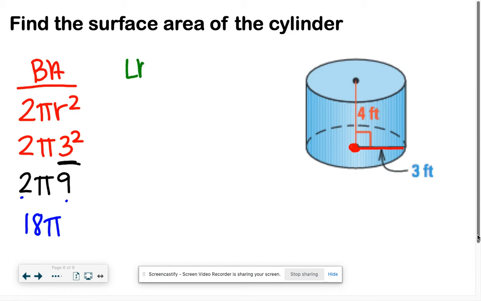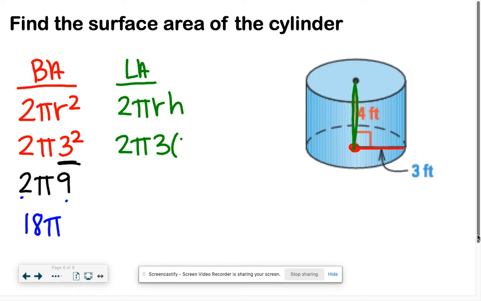Now we can find our lateral area, which we know is 2 pi r h. And now we just plug in again. So the 2 stays. We know our radius is 3, and it has a height of 4. And now we'll simplify this a little bit here. Drop down that 2 pi. 3 times 4 gives me 12. And then 2 times 12 is 24.